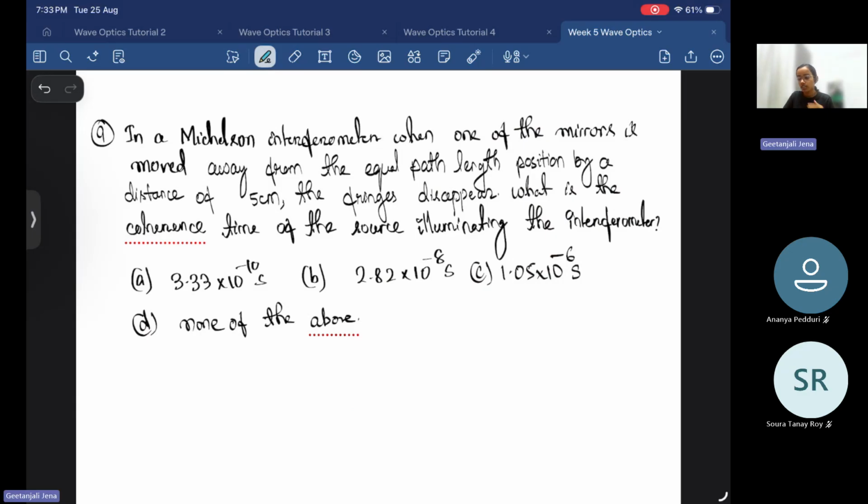In a Michelson interferometer, when one of the arms is moved away from the equal path length position by a distance of 5 centimeter, the fringes disappear. What is the coherence time of the source illuminating the interferometer? Option A 3.33 into 10 to the minus 10 second. Option B 2.82 into 10 to the minus 8 second. Option C 1.05 into 10 to the minus 6 second. Or option D none of them.